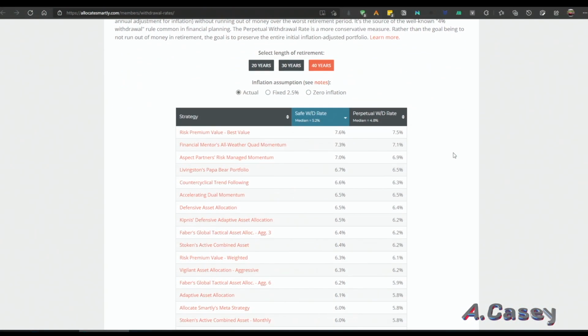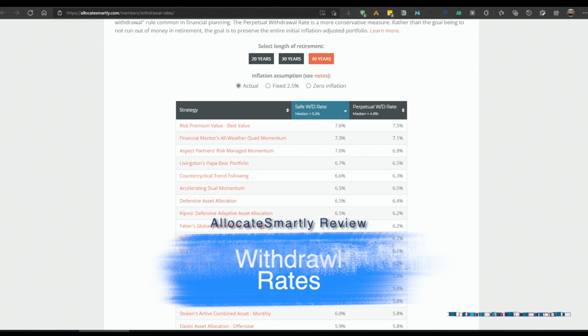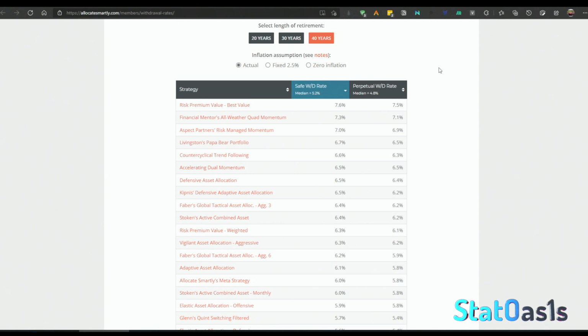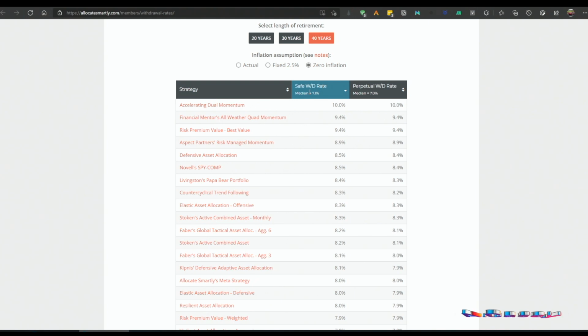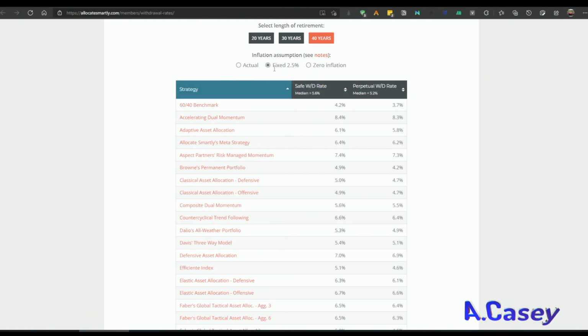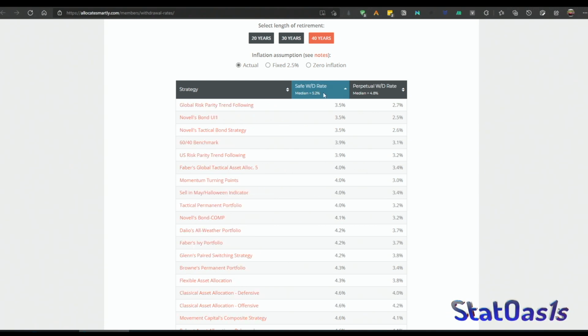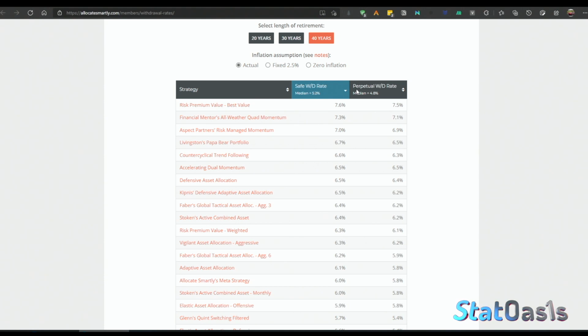And then this is important for people who are reaching the retirement age where they can withdraw from their portfolio. Here, this is the safe withdrawal rate with zero inflation. I love this. So this is with zero inflation and with fixed 0.2 inflation. But this is actual, actual meaning they take the actual data of inflation per year and they say, okay, which one is safe to withdraw? And this is the median withdrawal rate, which is 5.2. And then the perpetual withdrawal rate is basically a more conservative rate. And in this case, the median is 4.8%.